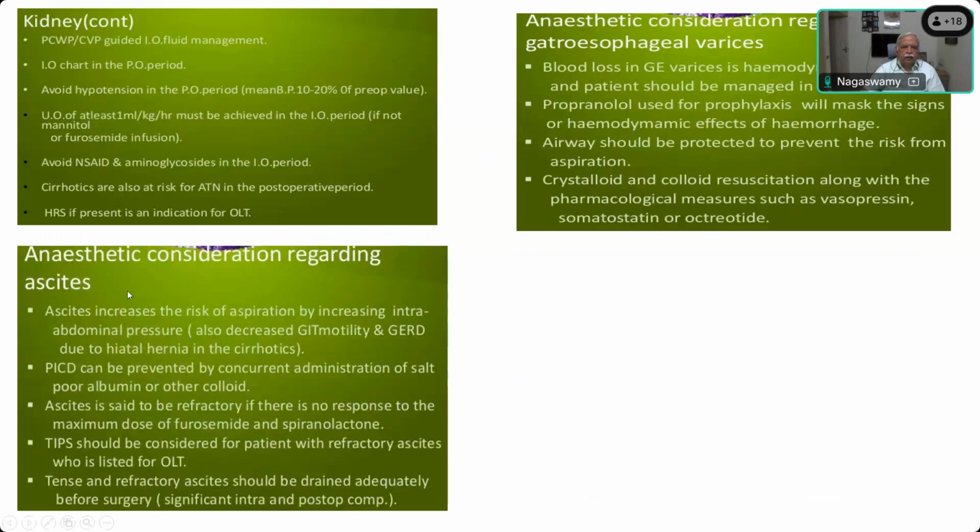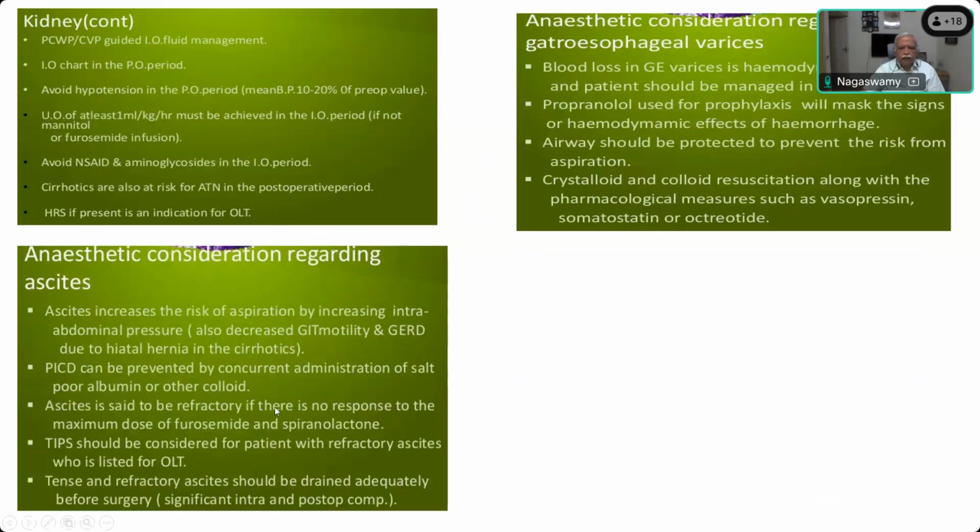Now, anesthetic consideration regarding ascites. The ascites increases the risk of aspiration by increasing the intra-abdominal pressure. Along with that, GI motility is also affected, and they may have GERD also because of hiatus hernia. And PICD can be prevented by concurrent administration of salt-poor albumin and other colloids.